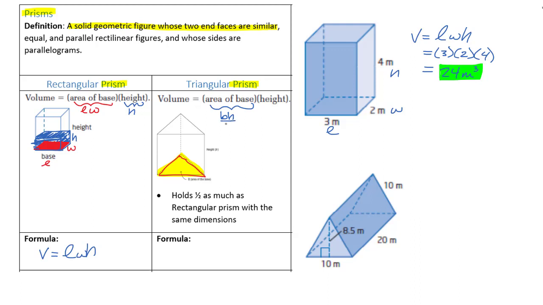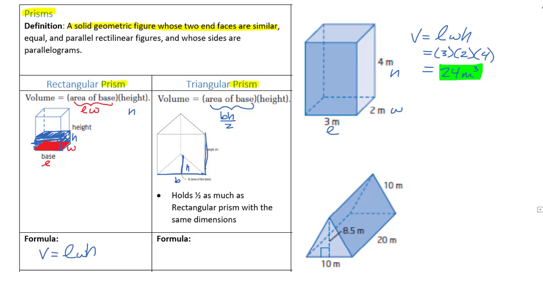Base times height divided by 2. What's the base of this triangle here? Let me just erase this so I can draw it a little better. So what's the base of the triangle? What's the height of the triangle? So base times height divided by 2. And then you times it by the height of this prism here.